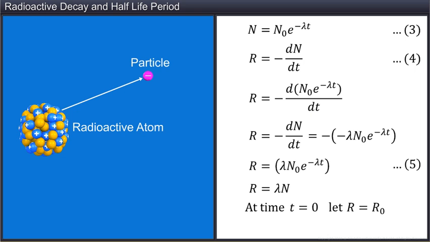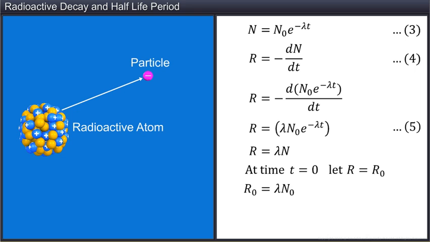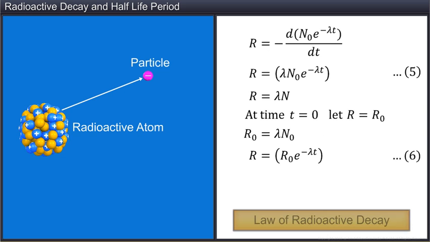Now, at time t is equal to 0, let R be equal to R naught. Then, R naught can be written as R naught is equal to lambda into N naught. Substituting R naught in the place of lambda N naught in equation 5, we get R is equal to R naught e power minus lambda t. This is another form of the law of radioactive decay. Let this be equation 6.